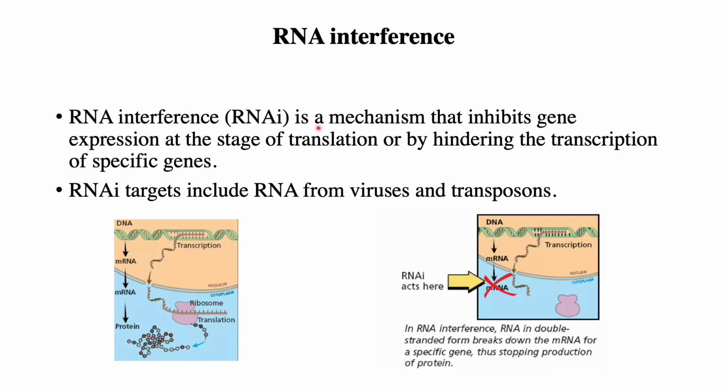RNA interference or RNAi is a mechanism that inhibits gene expression at the stage of translation or by hindering the transcription of specific genes. RNAi targets include RNA from viruses and transposons. The expression of a particular transcript is inhibited by the binding of several other molecules to that region. For example, if we are infected, the viral genomes get incorporated into our DNA. Our cell recognizes the foreign viral genome and helps suppress the infection by this mechanism called RNA interference. This is just one example of how it's important in the cell.